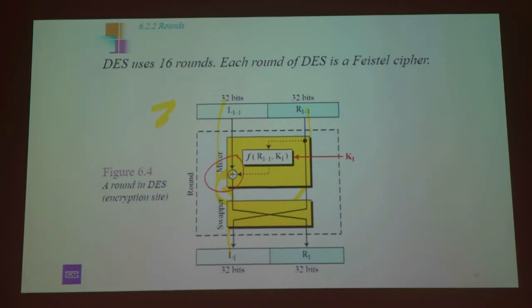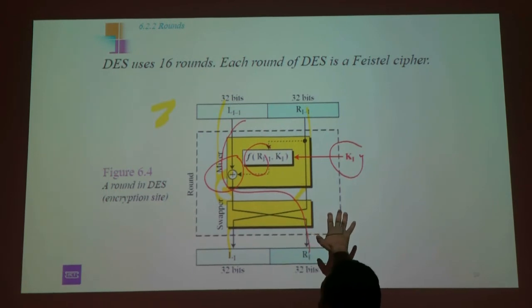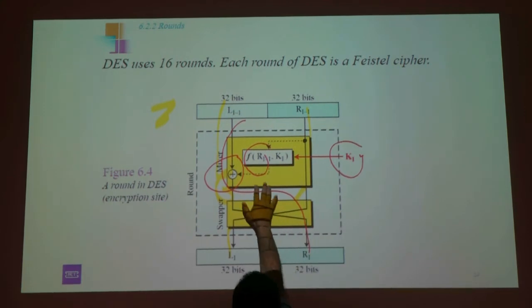The input for the function is the round key and the right side. So we take the right side with the key of the round, we do the function, the output will be XORed with the left, and the result goes to the right. So whatever was right becomes left, and what is left becomes right. And this is one round. This is a swapper, and this is the mixer.